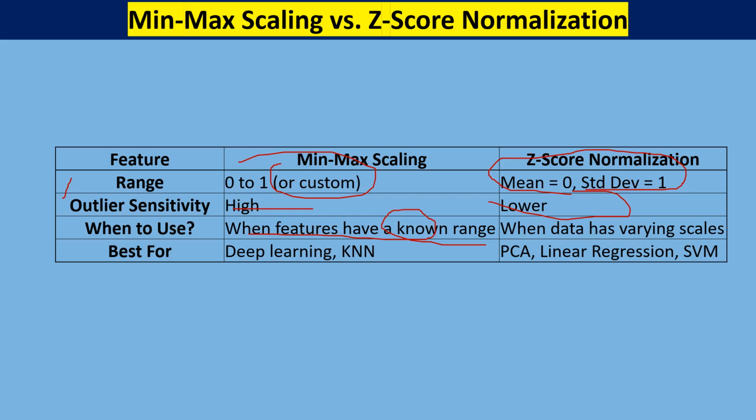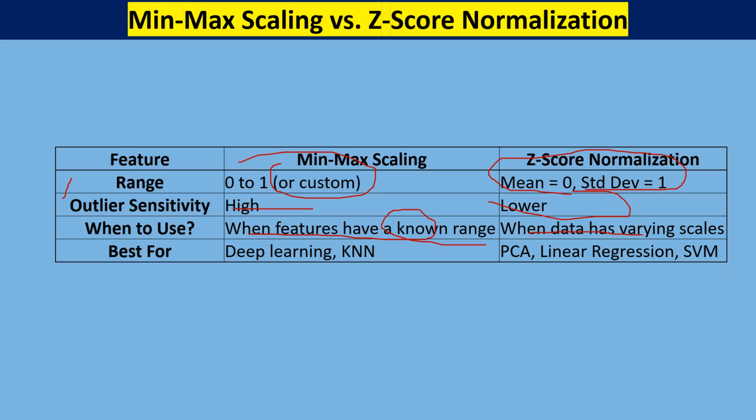When to use min-max scaling: when you know the minimum and maximum values in advance, or when data needs to be in a specific range, such as pixel intensity in image processing. Z-score normalization: when data has different scales, or when the algorithm assumes normally distributed data, like linear regression or PCA.